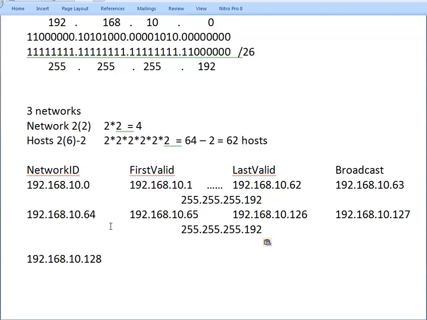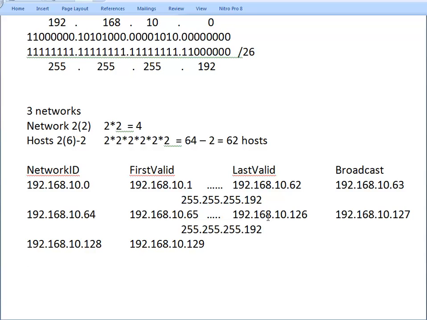Again, this address here is the network ID for the second network. This address here is the broadcast for the second network. This is the first valid address, and this is the last valid address. All the IPs in the middle are usable. Now the third network starts with 192.168.10.128. First valid address is the network ID plus 1, which is 192.168.10.129.